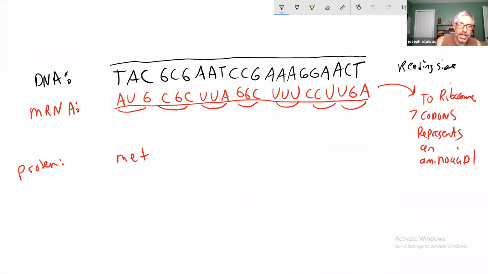Okay, so now we have MET, arginine, ARG, and UUA was leucine. See how it works? We're building this sequence of amino acids in the protein by using these codons of the messenger RNA and looking in the genetic code. You don't have to worry about trying to memorize the genetic code. I'll give you the genetic code if you need it to look up the amino acids.